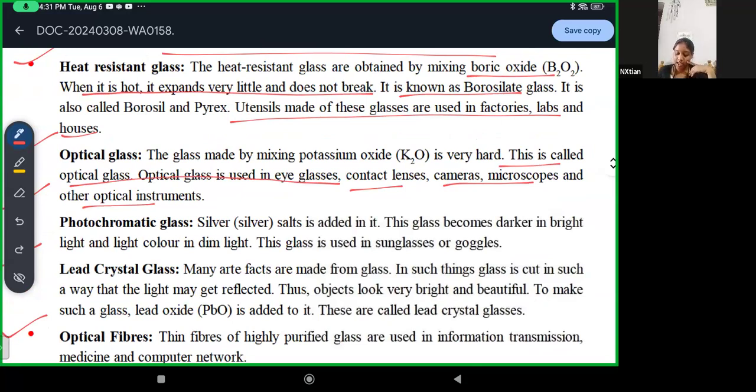Okay, then we have photochromatic glass. So this, just like Simeon explained, becomes darker in bright light and lighter in color in dim light. Inside the house, it looks like normal glass. Outside, it turns darker. Silver salts are added in it.